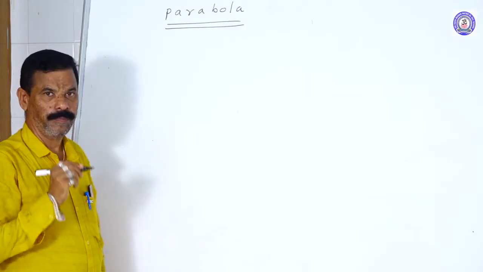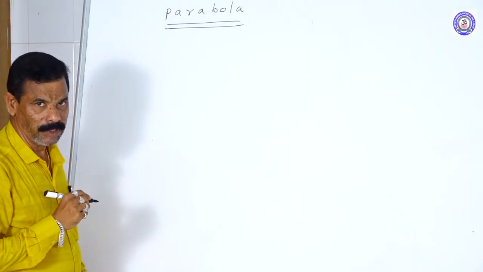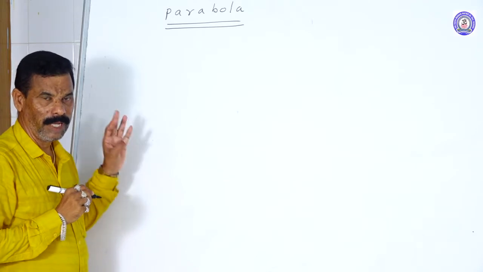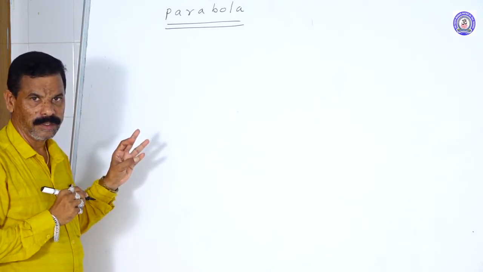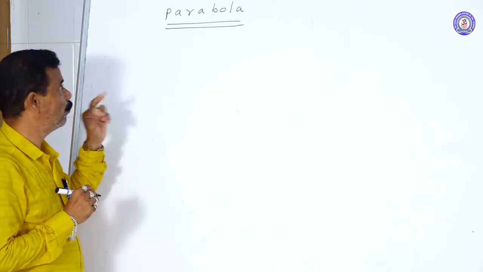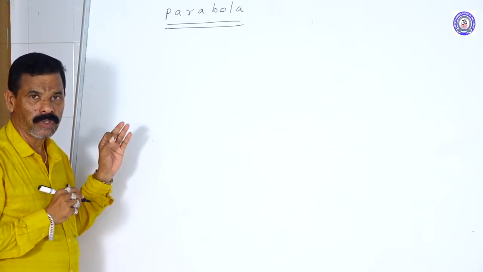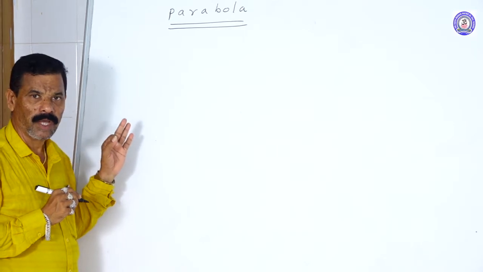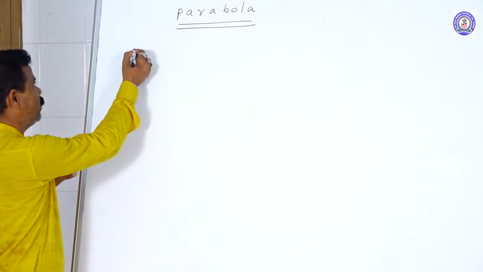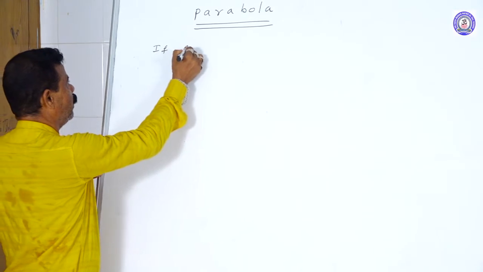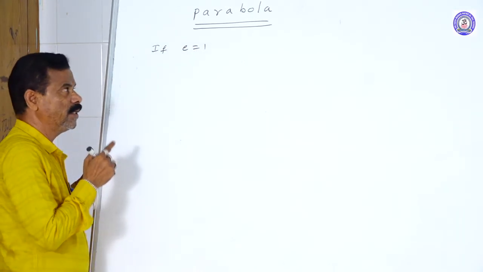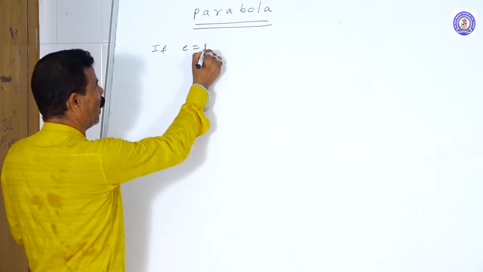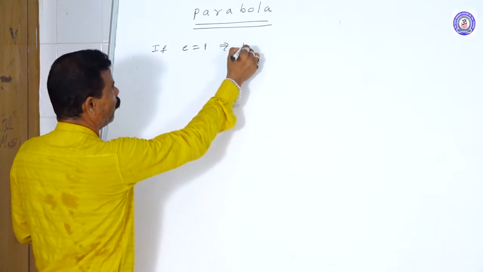Next, parabola. In the conic section, parabola, ellipse, hyperbola, three cases are there. In that, the first topic is parabola. So already we discussed about parabola. That is, if e is equal to 1, e means what? Eccentricity. Eccentricity is equal to 1, then it is called parabola.